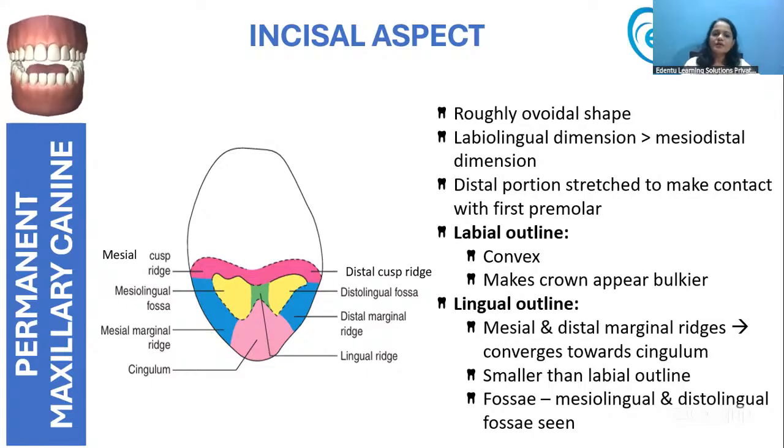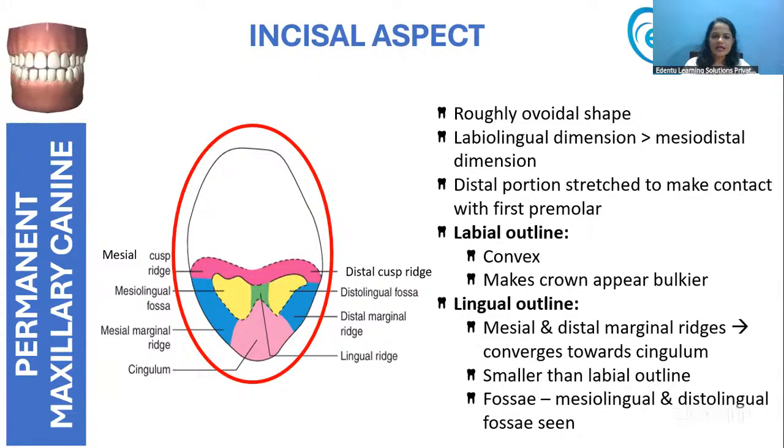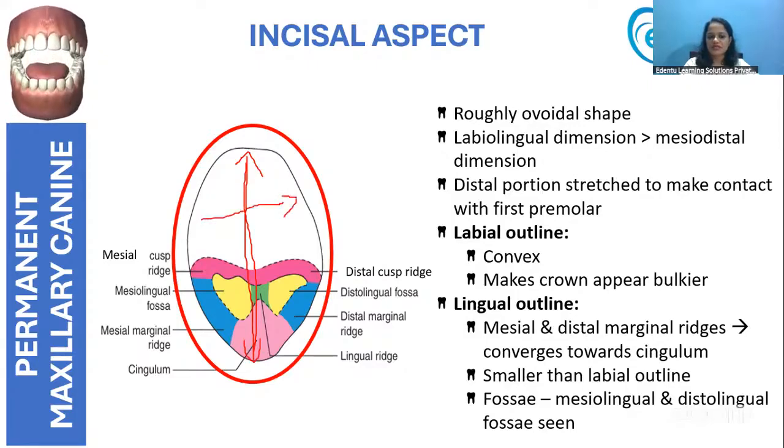Coming to the incisal aspect, it is roughly ovoidal in shape like this. This is the labiolingual dimension, and it is more than the mesiodistal dimension. So the mesiodistal dimension is comparatively less, whereas the labiolingual dimension is more for the permanent maxillary canine if you look from the incisal aspect.